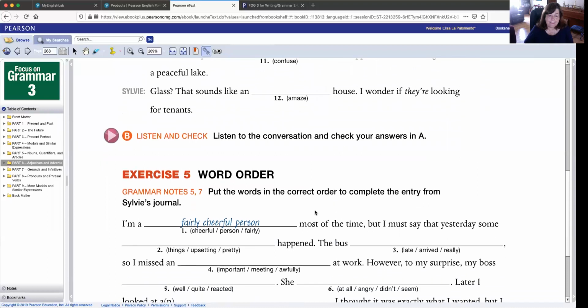Okay. I have the online version of the book, so I could actually click here and check the answers. Let's see how this works.